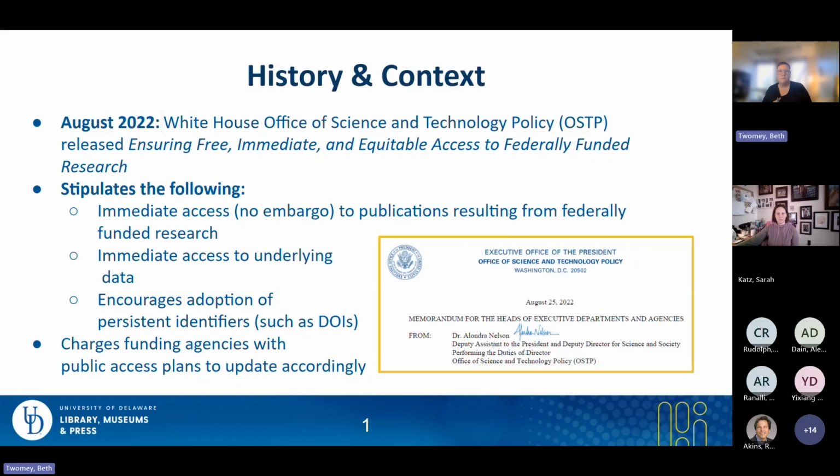You need to make the data available. And it also is trying to encourage the adoption of persistent identifiers as DOIs to make sure that those materials remain findable over time. And it charges funding agencies to create appropriate public access plans accordingly. And so they're all a little bit different. We are still waiting on the National Science Foundation. They still have not published one. And with the NIH, part of that public access plan is the need to make your research accessible on PubMed specifically.